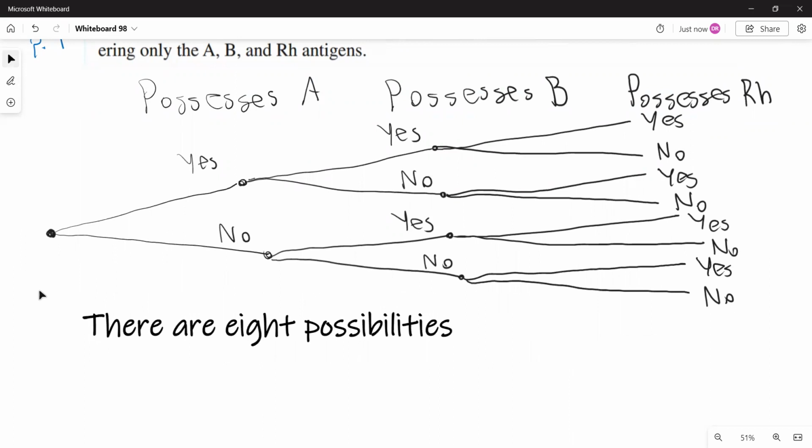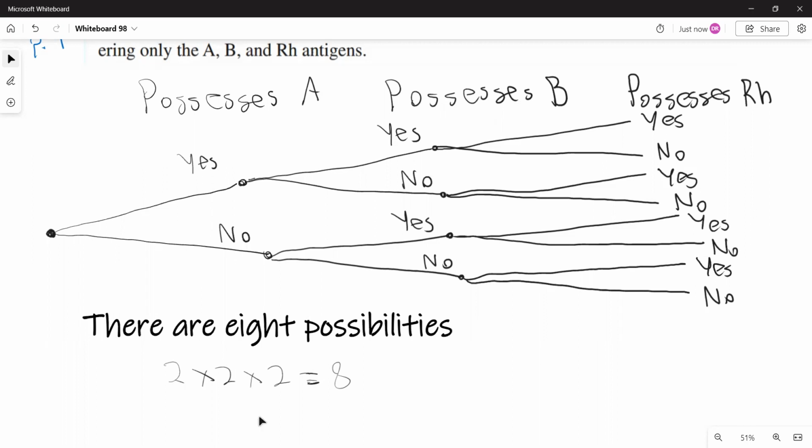So in chapter 12, we're going to study counting techniques. But yes, there are two possibilities for each antigen, that it has it or it doesn't. And if you multiply the possibilities, you get the total number of possibilities. But we did it with a tree diagram.